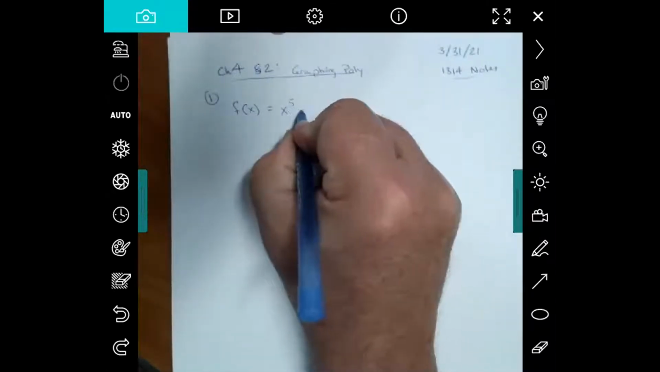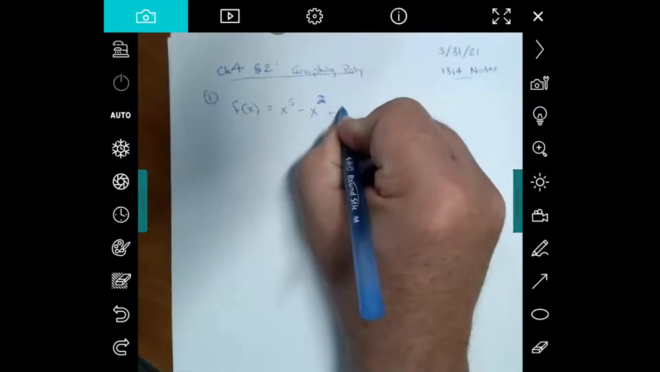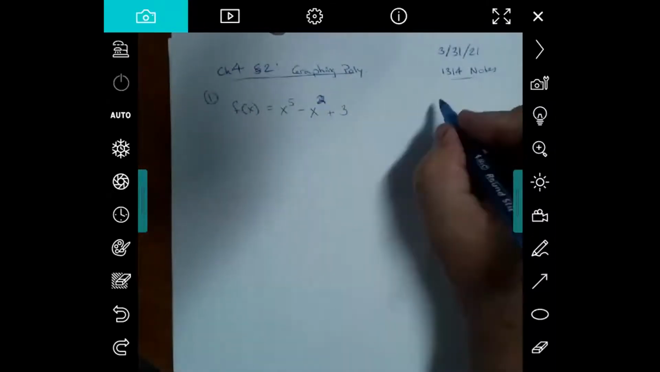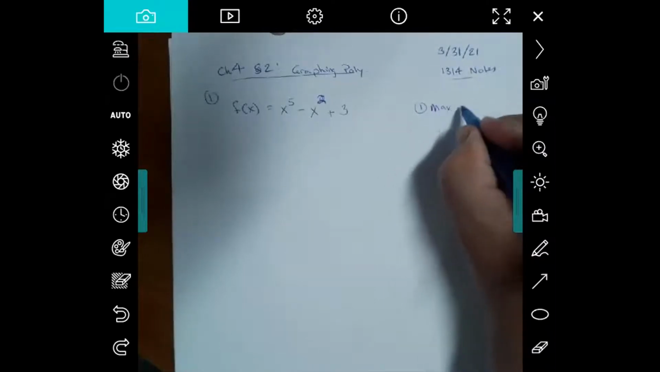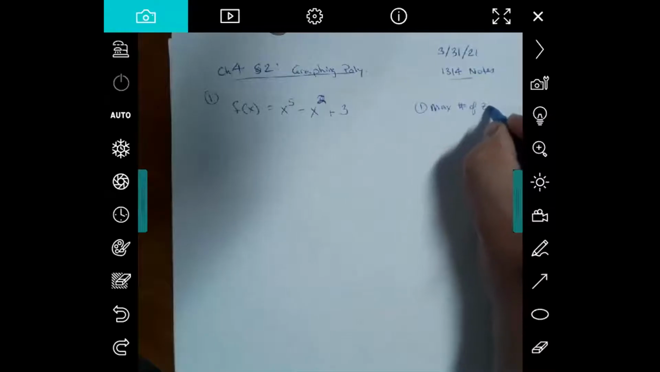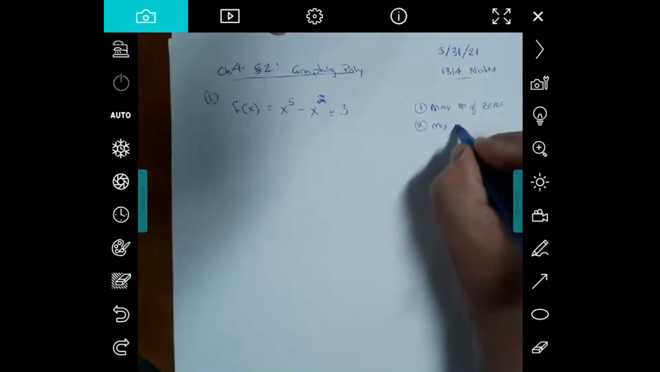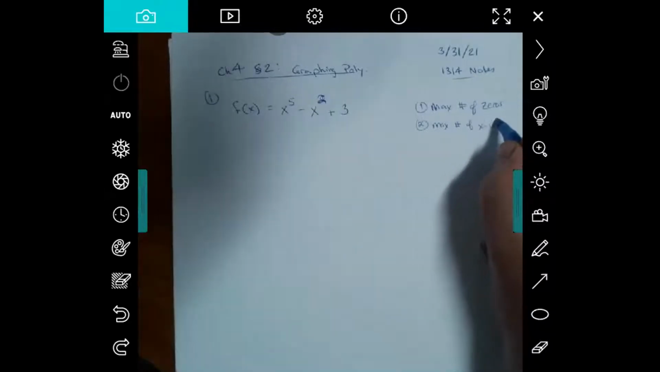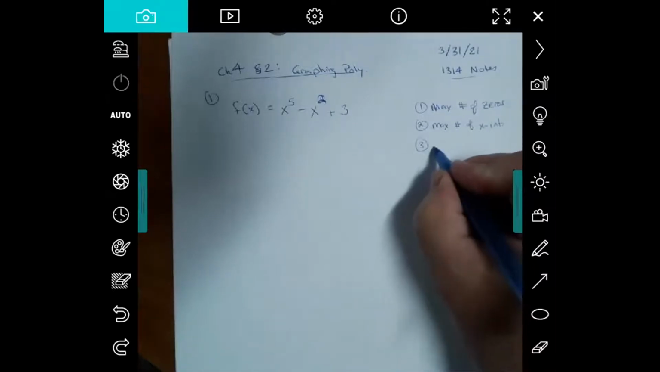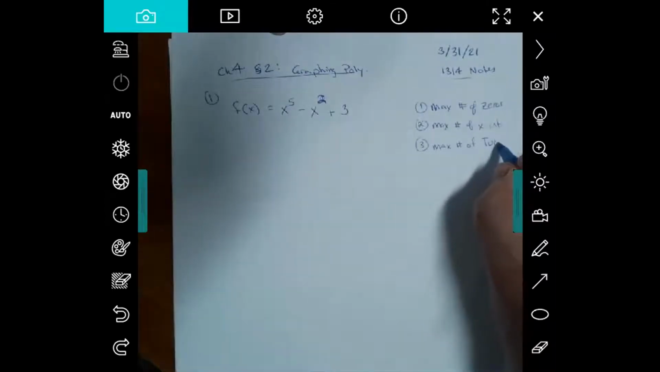When we graph polynomials, there are certain things that we have to locate first. So in this case, we're going to look at the maximum number of zeros, the maximum number of x-intercepts, and the maximum number of turning points.